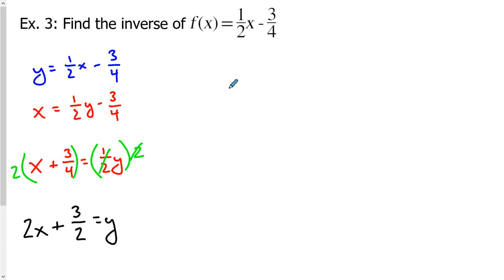The last step is just to do my inverse notation. So I would say that f inverse of x would be 2x plus 3/2. And again, just doing a common sense kind of check. This was a linear function with a coefficient of 1/2. This is a linear function with a leading coefficient of 2. 1/2 and 2 are kind of like opposites. I guess they're probably inverses.